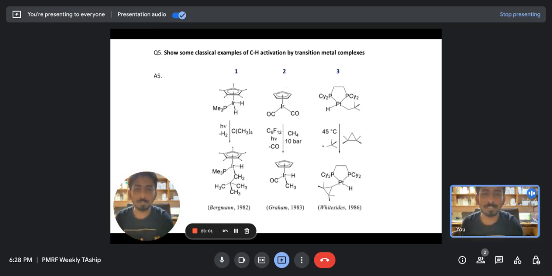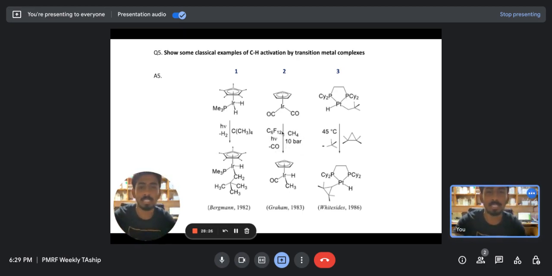Now on this 18 electron species, again they are irradiating it. This h nu means irradiation. They irradiate it and put a pressure of methane of 10 bar. You have to know that atmospheric pressure is 1 atmosphere or 1 bar, but 10 bar is quite a high pressure. So they pressurize the compound, irradiate it, and pressurize it with methane gas.